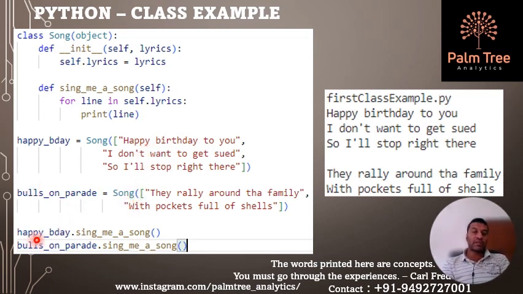Whenever I say happy_birthday.sing_me_a_song, where is this sing_me_a_song? It is a part of this class, this function is part of this class. When we call it on happy birthday, it takes the lyrics as input and the corresponding output comes: happy birthday to you, I don't want to get sued, or whatever is provided here. Similarly, Bulls on Parade is another song, and it also calls sing_me_a_song, taking the corresponding lyrics and printing them: they rally around the family with pockets full of shells.